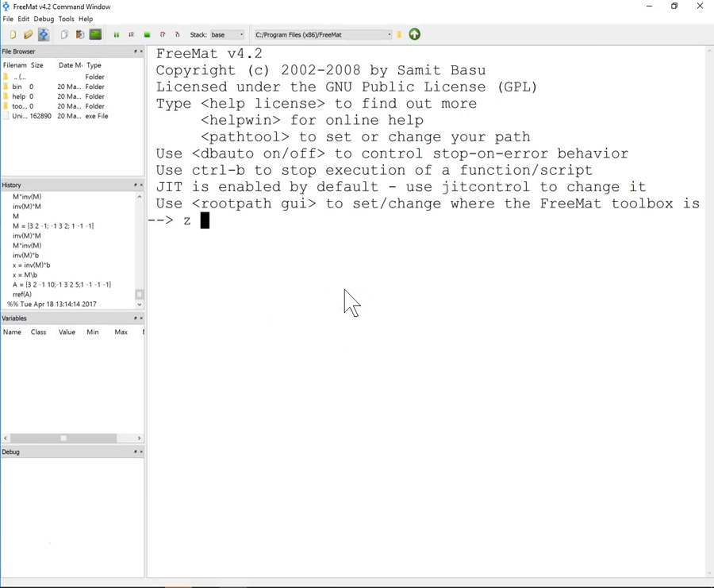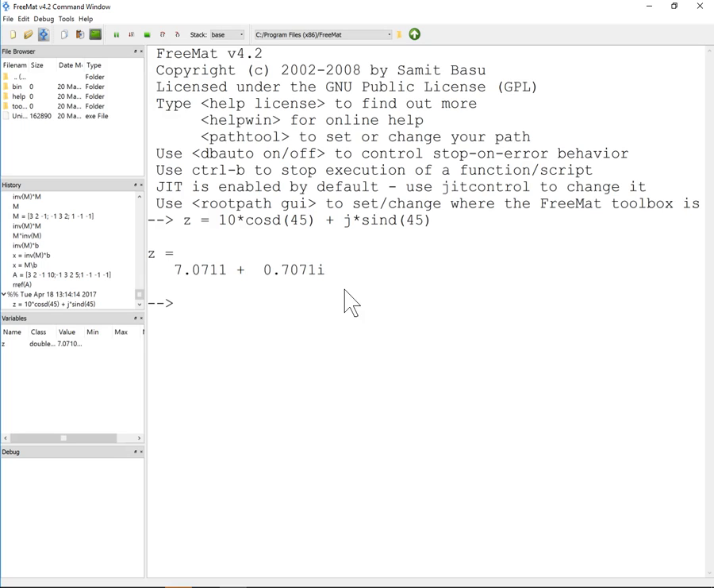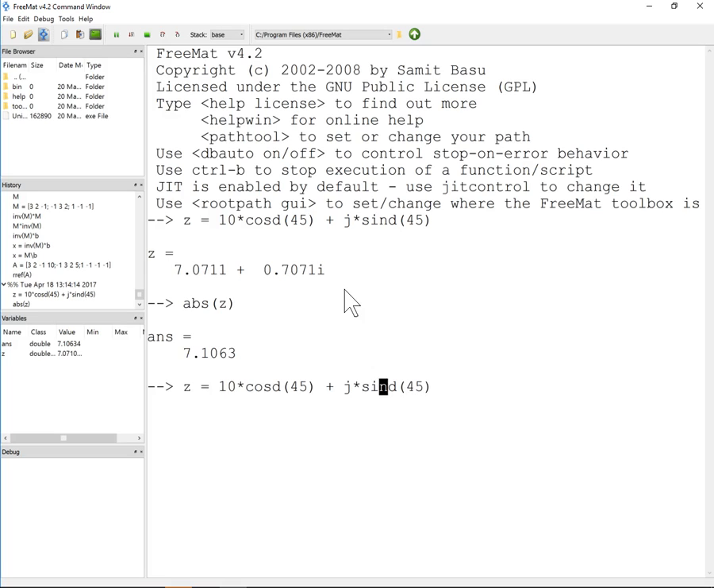So if you say z equals 10 times cosine d of 45 plus j times sine d of 45, you're going to get this complex number, right? And if you say ABS of z, you're going to get the, whoops, I messed it up. That's another thing you could easily forget. You got to be really careful when you do these things. It's really easy to mess them up. Pay attention, right? It's 10 times cosine, so this is the magnitude, but I also have to do the magnitude on the sine part too.